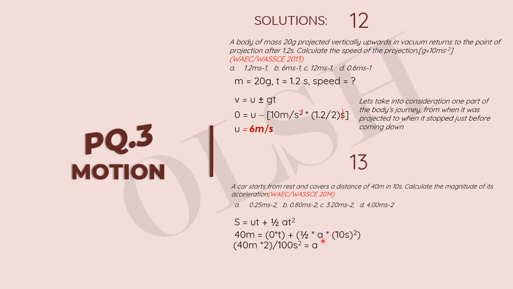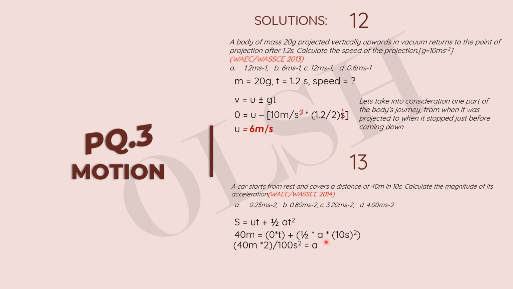So of course the 2 beneath can multiply 40. It's more like saying multiply both sides by 2. So you have 40 meters times 2. And then we have times 2 on this side. So we'll find out that the 2 on this side will cancel out this 2, giving us 40 meters times 2 on this side and leaving us with 10 seconds squared a on this side.